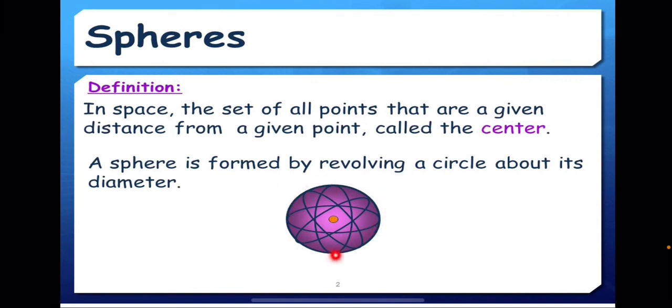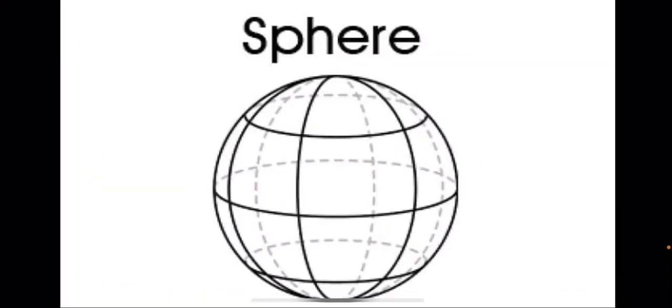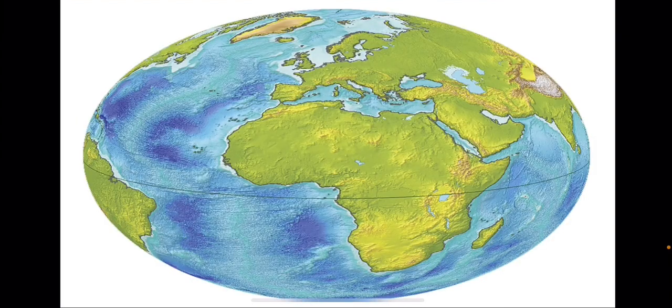Now our earth is the shape of a sphere because it is flat at the north pole and the south pole. It looks similar to an orange. If you see an orange, you can see that the top and the bottom are flat, and so this is how our earth also looks. So this is a sphere and this is how our earth looks. So our earth is a sphere.